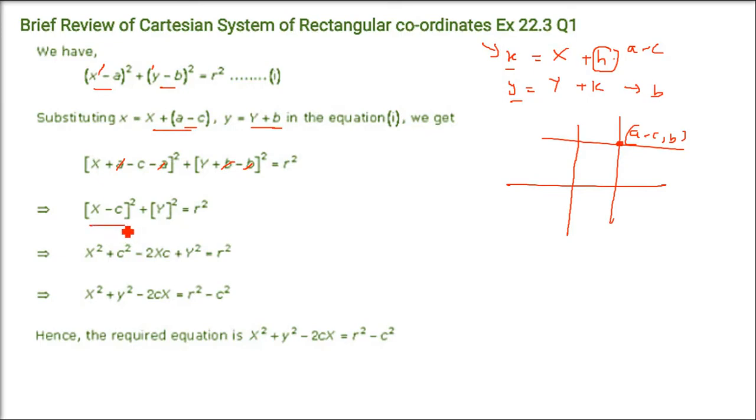Use the square formula, a square plus b square plus 2ab, or a square plus b square minus 2ab here, and take the constant terms on the right hand side, that is c square you are going to take on the right hand side. So this is the formula. Please remember here X and Y are capital. So we started with small x and small y, but our answer is in capital X and capital Y, right?